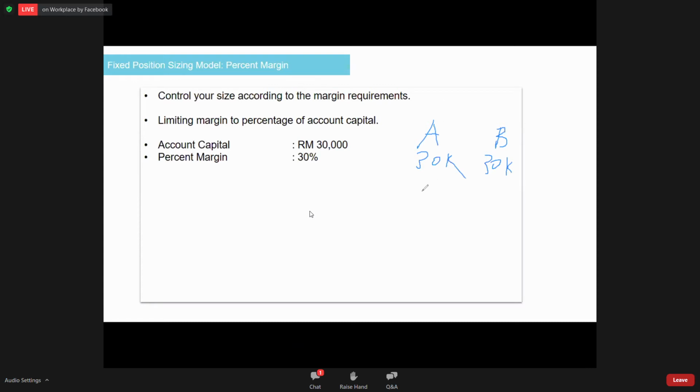Trader A dumps 30,000 into the market on Monday to buy the shares, let's say at 10 cents. Trader B comes to this workshop, so he knows percent margin of 30%.